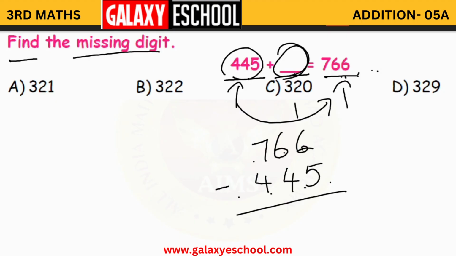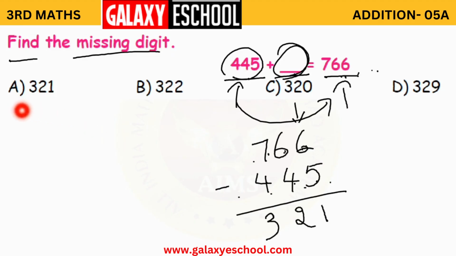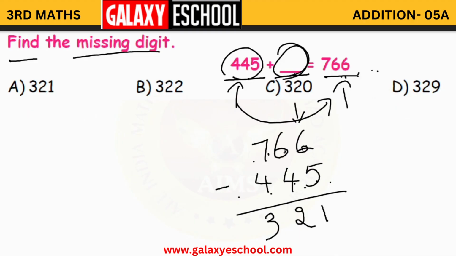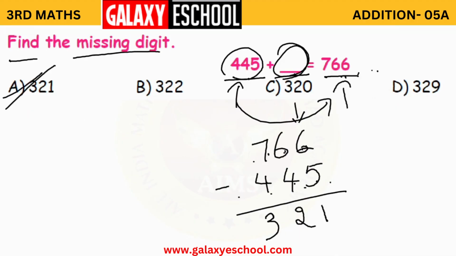So we subtract 445 from 766. How do we subtract? We start from the ones place. 6 minus 5 gives us 1. 6 minus 4 gives us 2. 7 minus 4 gives us 3. Now let us look at the options here. Option A 321. Option B 322. Option C 320. Option D 329. Which is the correct answer, children? Yes, option A 321 is the correct answer.